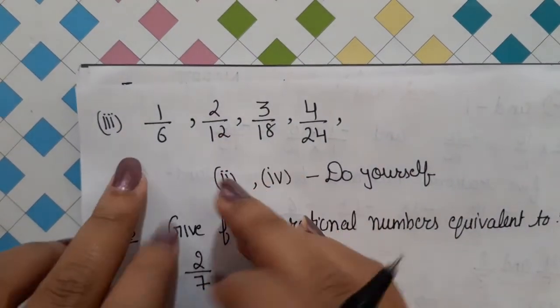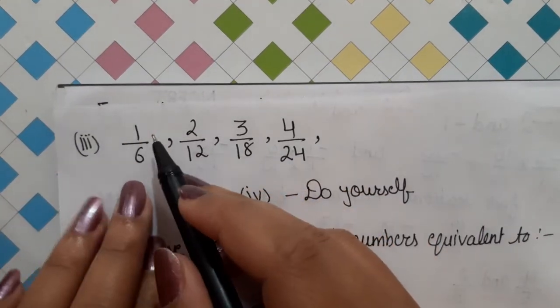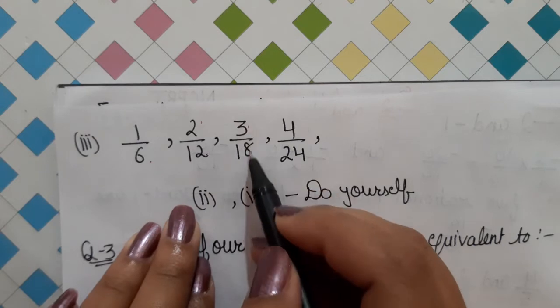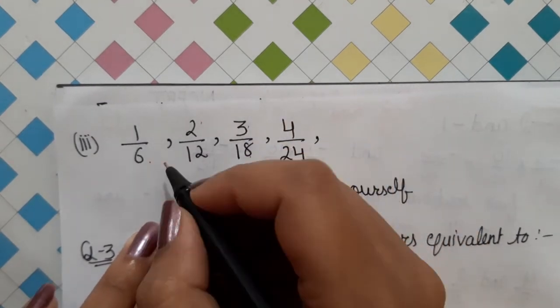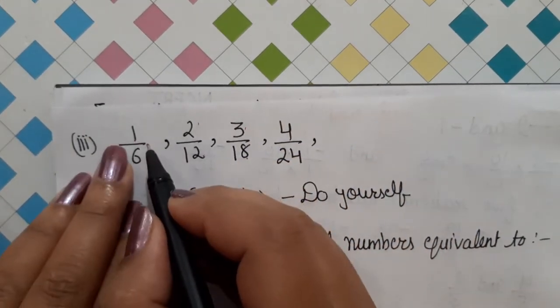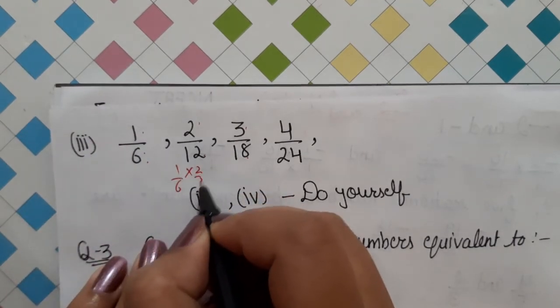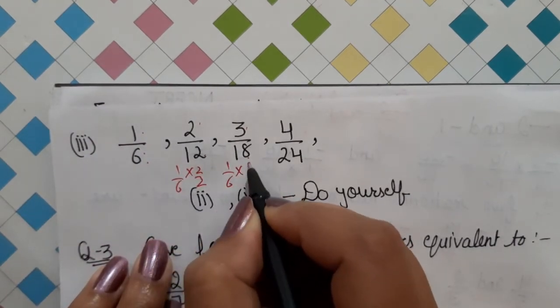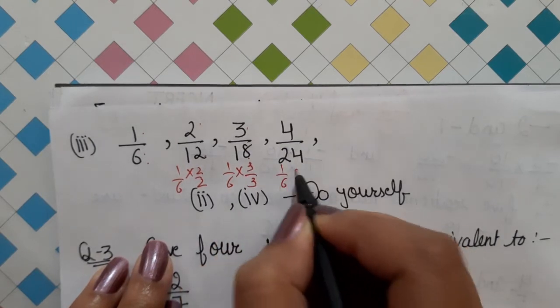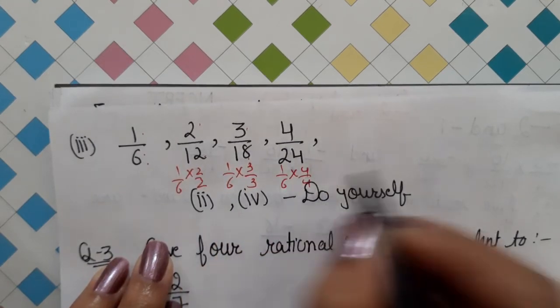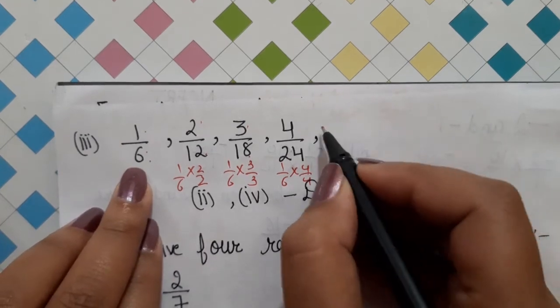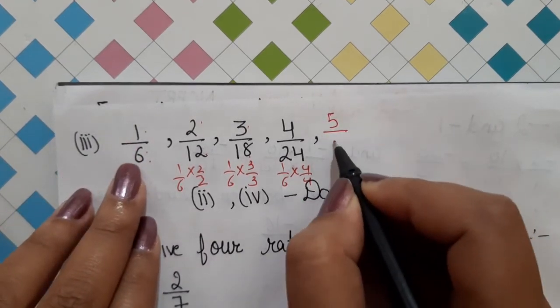Now let's move to next. Second part, again see what is given here. 1 upon 6, 2 upon 12, 3 upon 18 and 4 upon 24. Now see what they are doing. Here they have multiplied 1 upon 6 by 2 upon 2. 1 upon 6 here they have multiplied by 3 upon 3. 1 upon 6 multiplied by 4 upon 4. Now we will multiply 1 upon 6 by 5 upon 5. So 5 1s are 5, 5 6s are 30.